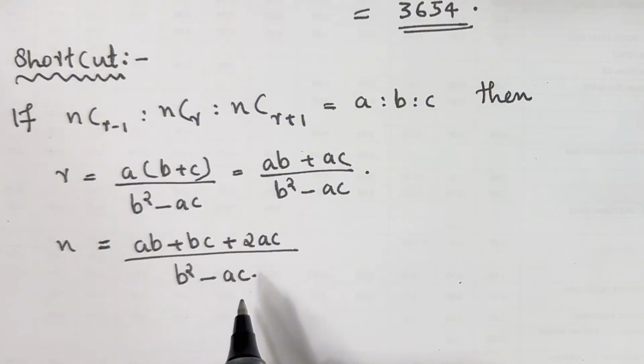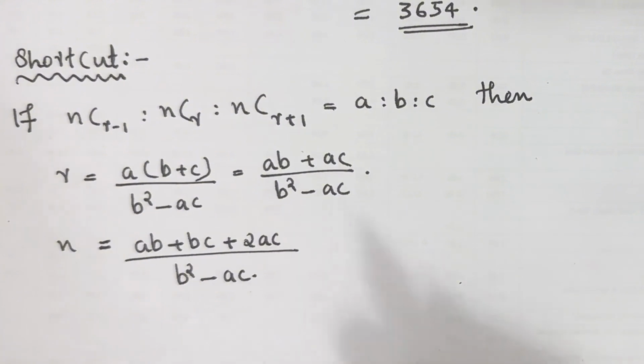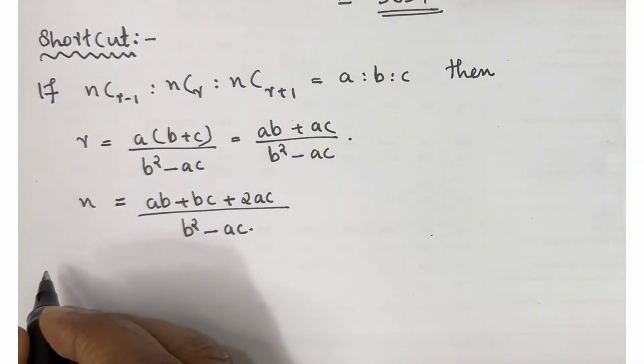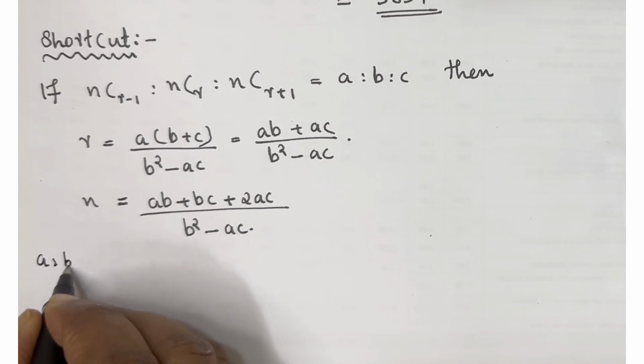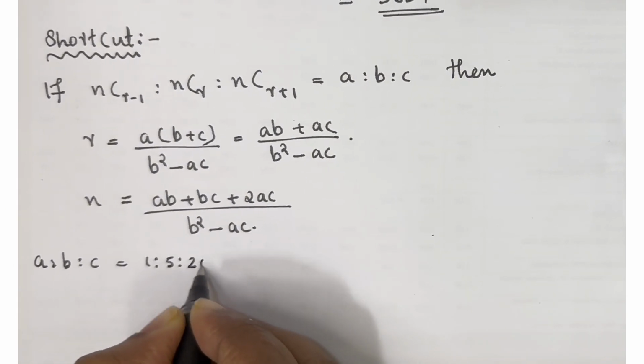You can see here how many minutes I took to solve this question, but using this shortcut we can solve the above questions within seconds. In the above question we can see A is to B is to C is given as 1 is to 5 is to 20.